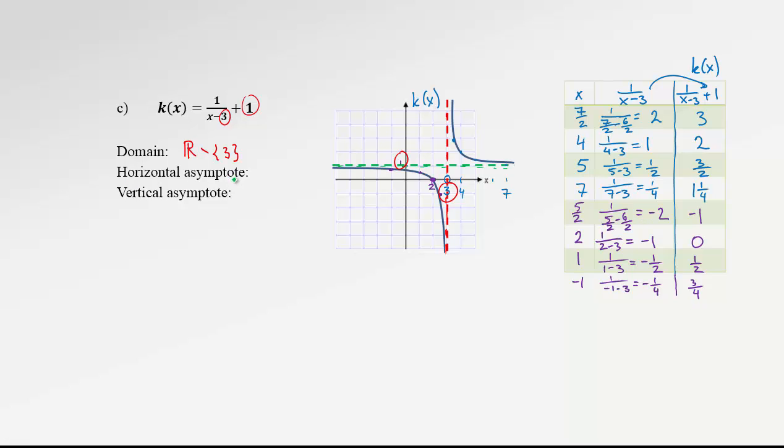Okay, let's finish our question. What's the equation of a horizontal asymptote of this function? Well, it's a horizontal line coming through the point 1. So its equation is y equals 1. What's the equation of the vertical asymptote? Well, that's x equals 3. And that's all we needed here.